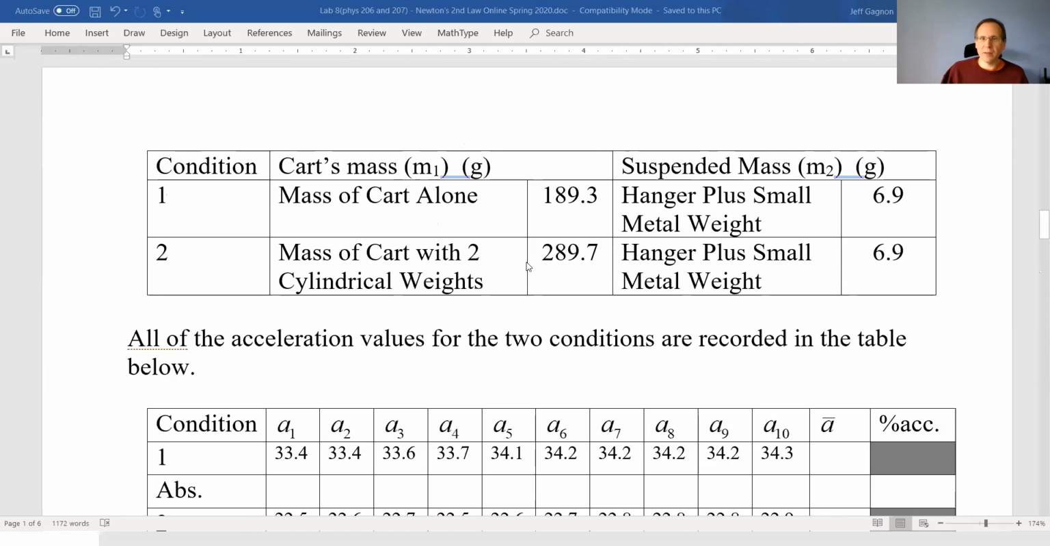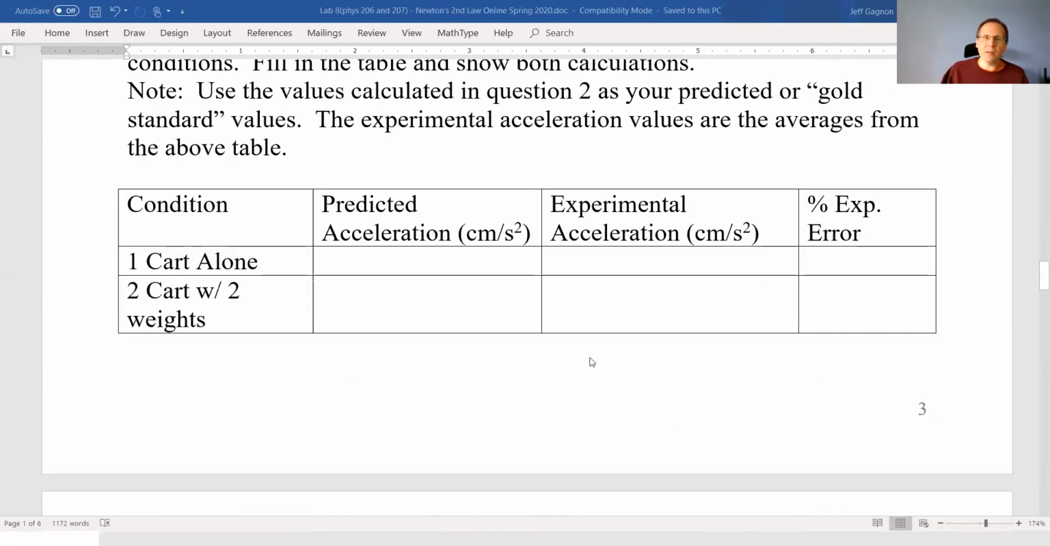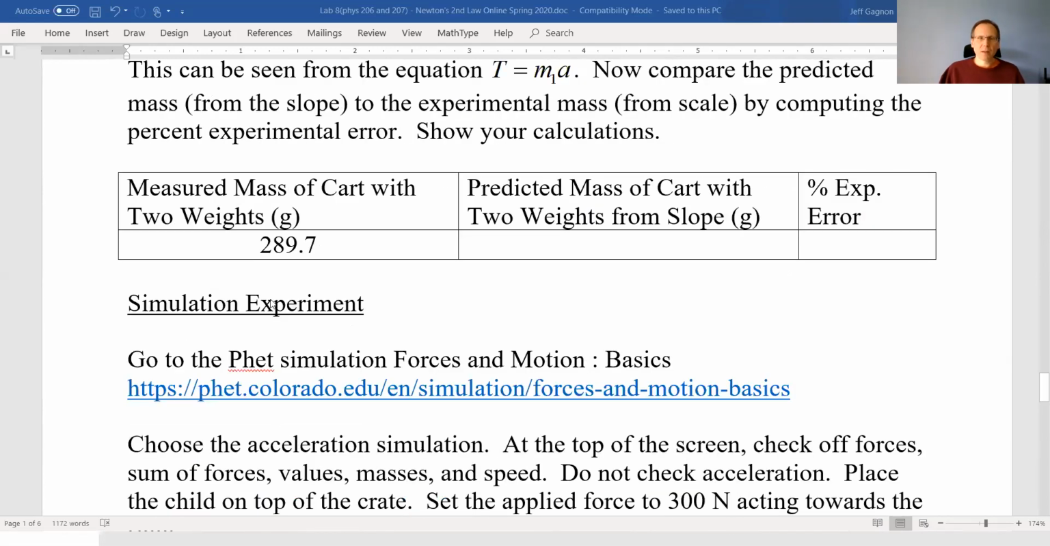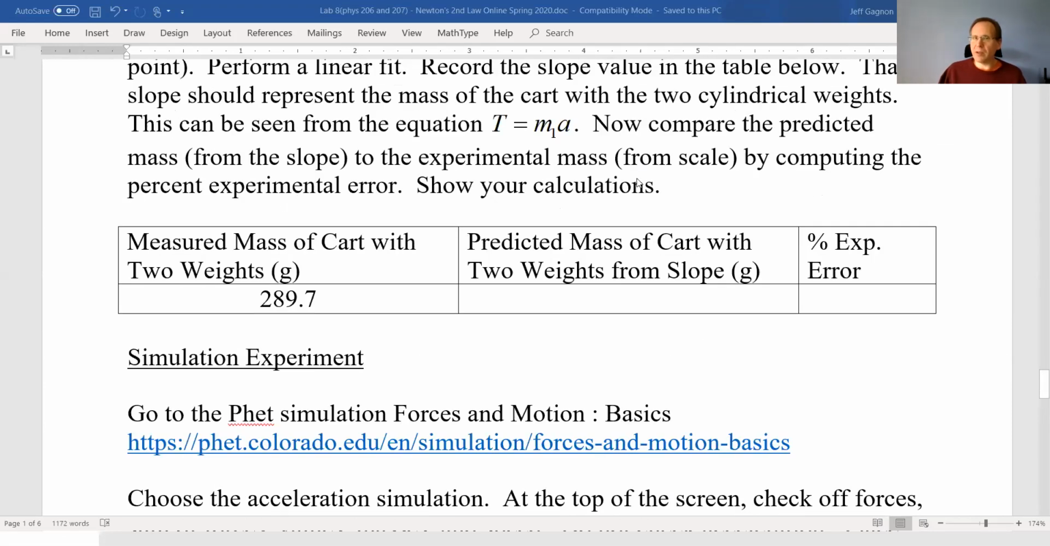So this mass of the cart with 2 cylindrical weights, 289.7 grams. I rewrote that back down in this table. I'm calling this the measured mass of the cart with the two cylindrical weights. Think of it as your experimental mass. The predicted mass comes from the slope of your graph.